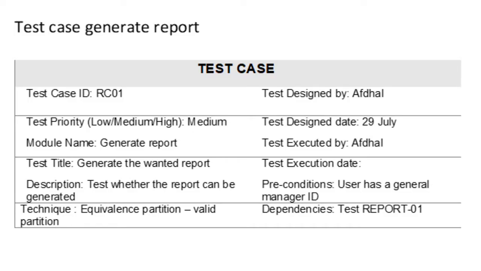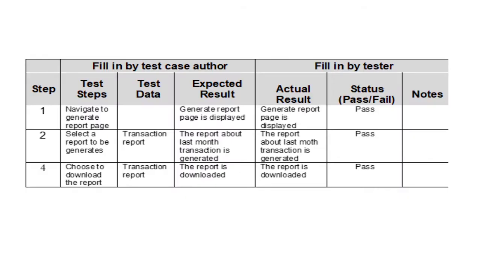So for the test case, the test priority is medium. It was designed on 29 July and executed by me. So for the first step, I'm testing to navigate to the generate report page, and the status is pass. The generate report page is displayed.